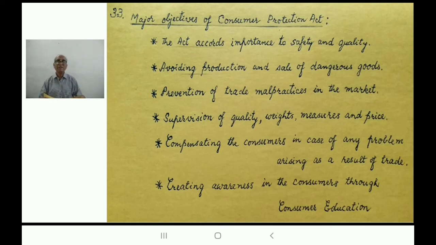Then compensating the consumers in case of any problem arising as a result of trade. If they are getting cheated because of dishonesty in trade, you have to see that the consumers are compensated. Then creating awareness in the consumers through consumer education. So it's a big job that has to go on without any interruption in a welfare society. So consumer education has to be taken up. These are the key aspects, key objectives of the Consumer Protection Act.